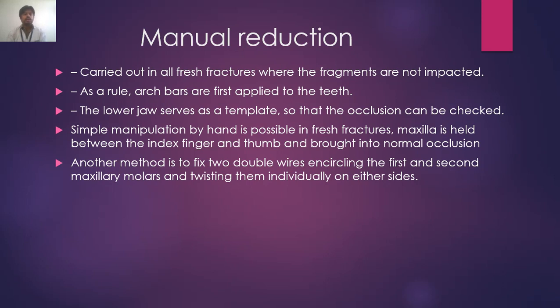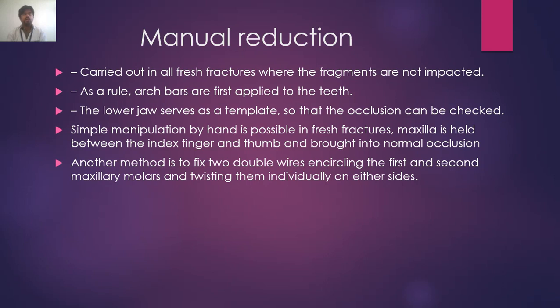As a rule, an arch bar can first be applied to the teeth. The lower jaw serves as a template so that the occlusion can be checked. Simple manipulation by hand is possible in fresh fractures. A pencil is held between the index finger and thumb and brought to normal occlusion. Another method is to fix two double wires encircling the first and second maxillary molars and twisting them individually on each side, and then bringing the fractured segment into proper position.